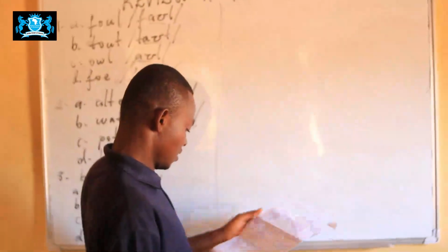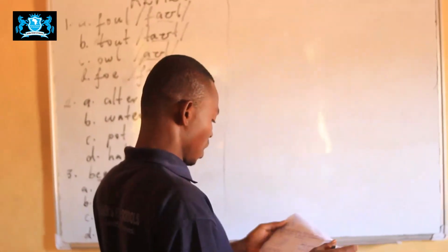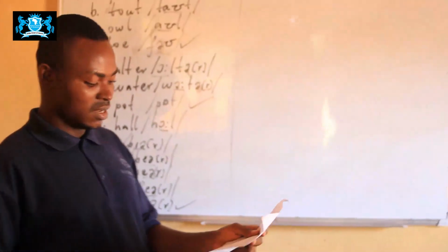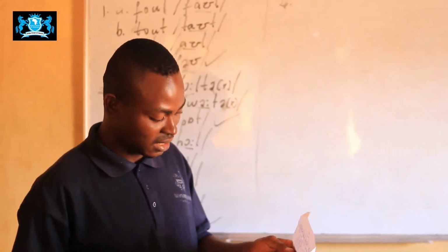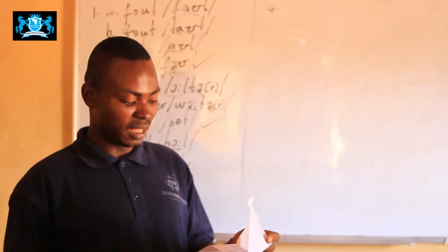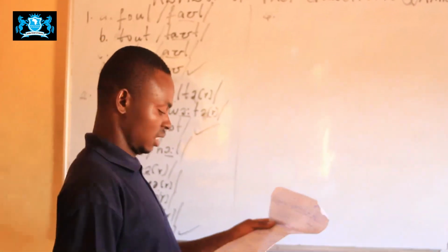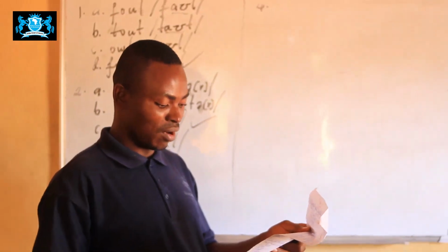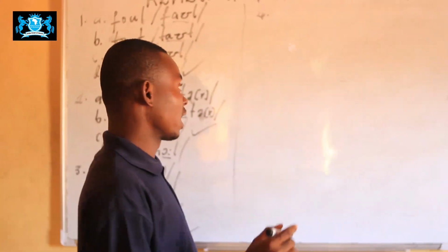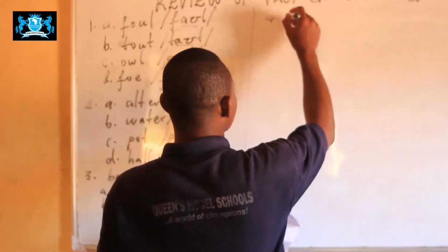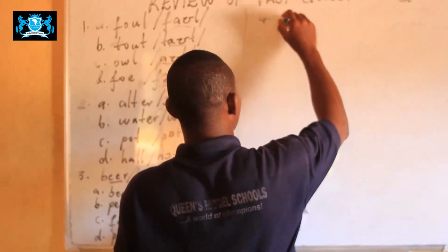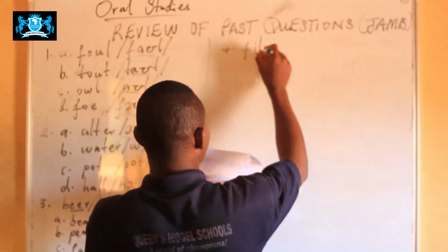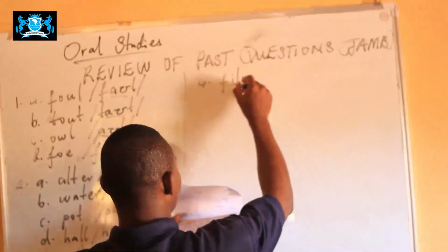We take the last question under this section. Question number 4. It says, choose the option that has the same consonant sound as the one represented by the letter on the line. We have the word from which we get the letter. It's not actually letters, but letter. The letter on the line.